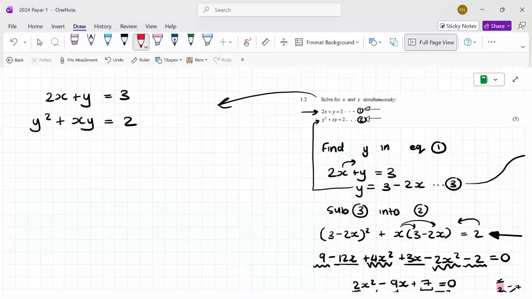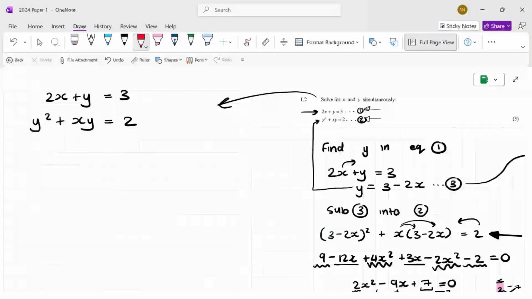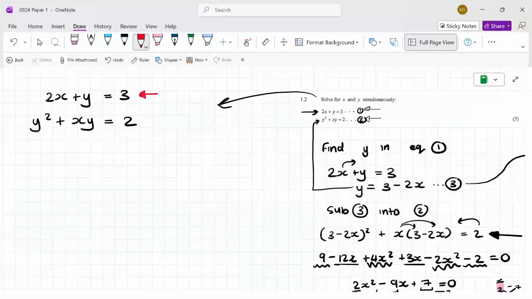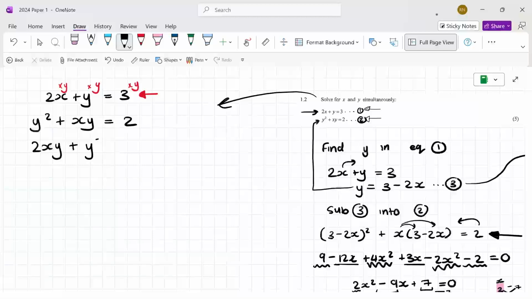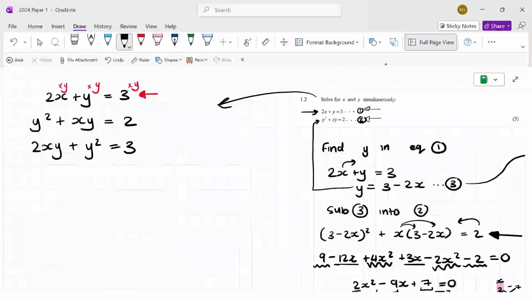Right. So let's say I'm going to multiply everything through here by y. I don't know if this is going to work. So if I multiply this by y, multiply this by y, multiply this by y, it doesn't really change anything in my expression. Now everything just has a y. So it'll be 2xy plus y squared is equal to 3. Yeah, I don't know if this is going to work. Maybe I'll try it the other way around, right?